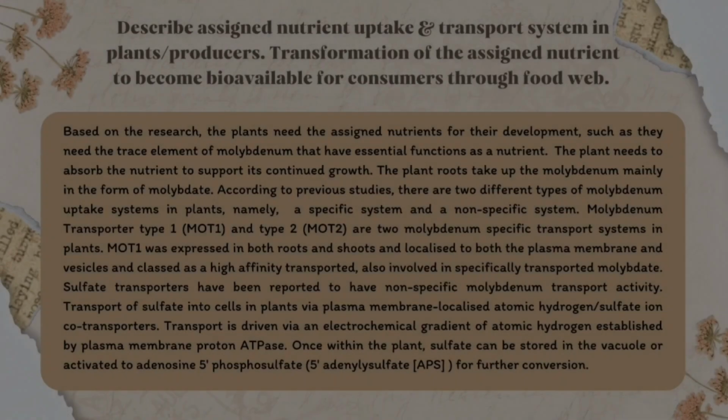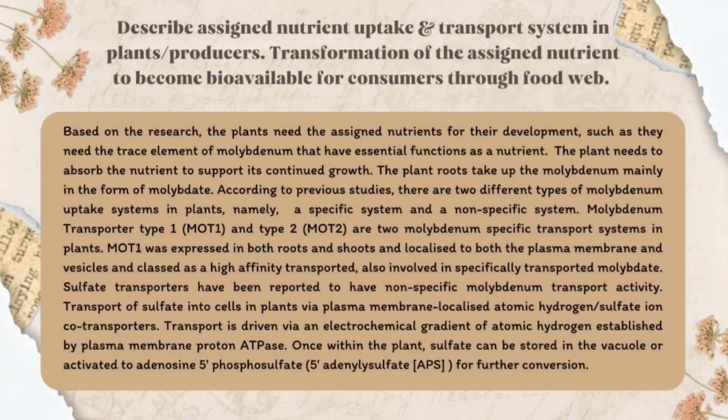Next, for the nutrient uptake and transport system in plants, plants need essential nutrients such as molybdenum to support their growth. There are two types of molybdenum uptake system in plants, which are molybdenum transporter type 1 and type 2. Sulfate transporters have non-specific molybdenum transport activity, and sulfate can be stored in the vacuole or activated to adenosine 5' phosphosulfate for further conversion.